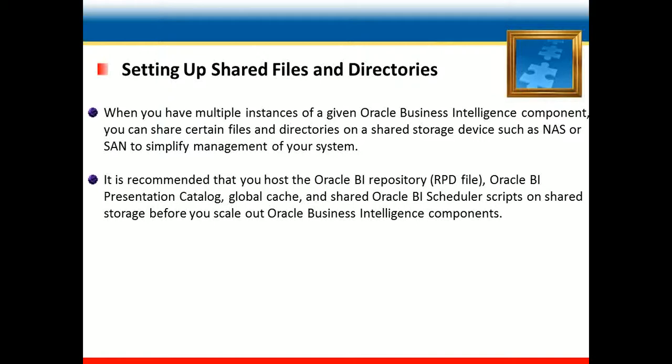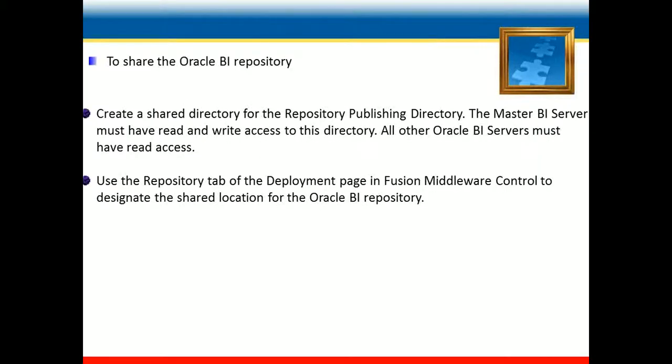Suppose you plan to use the sample applied repository and scale out the system, then you must update the OBIEE home repository in the RPD file to point to the shared Oracle BI server directory and the mounted file system path name. So this is about setting up shared files and directories.